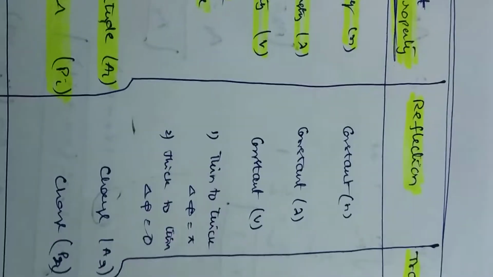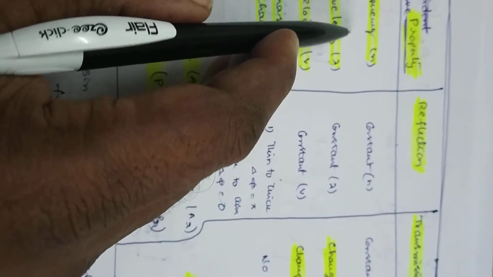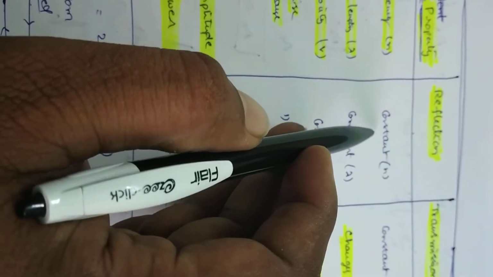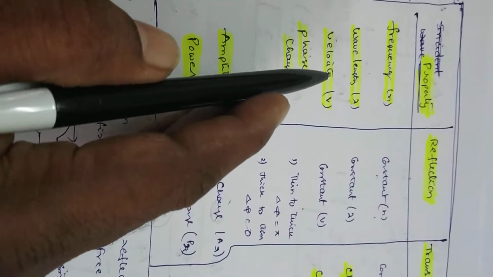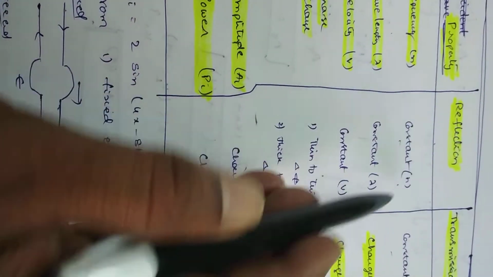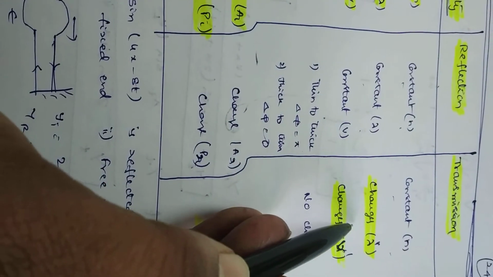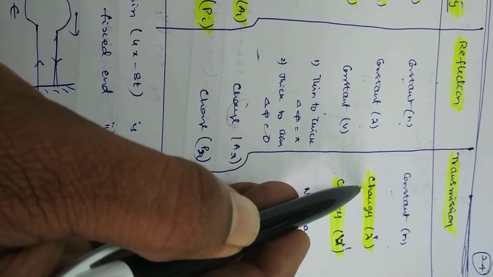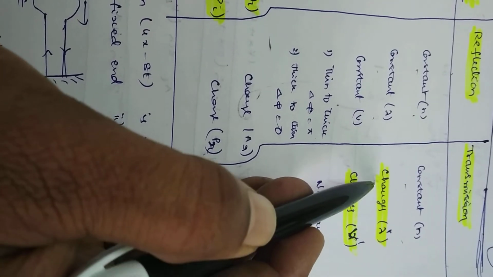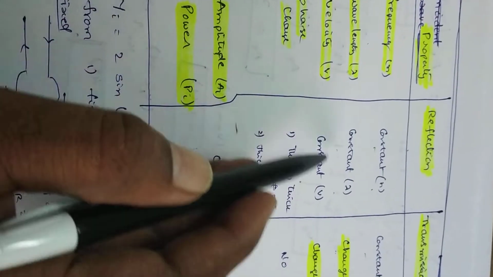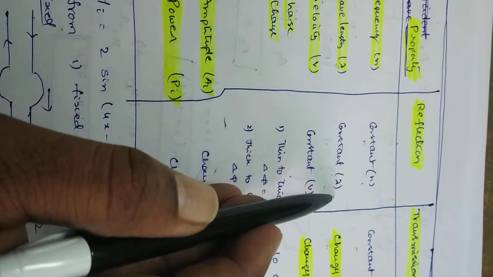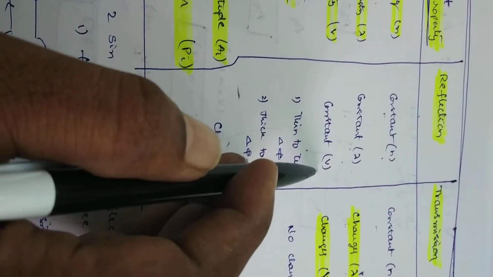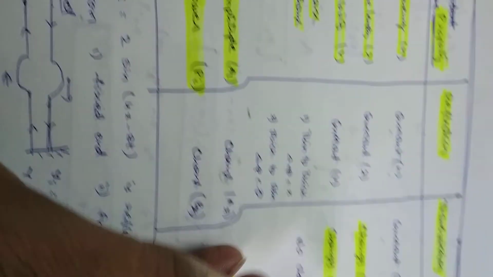Property: reflection and also transmission. Frequency: in case of reflection, it remains constant. In case of transmission, it remains constant. There is no change in frequency. Wavelength: in case of reflection, constant. In case of transmission, when the wave is traveling from one medium to another medium, velocity will change, so lambda will also change. Reflection means the wave will be reflected into the same medium, so velocity remains constant. Velocity in another medium, transmission, changes.